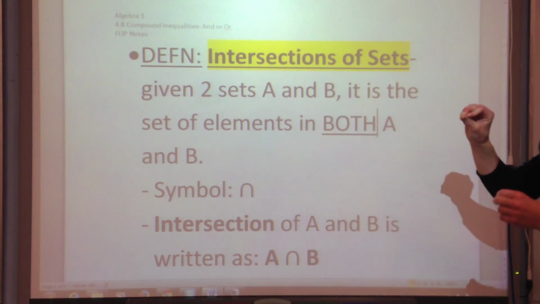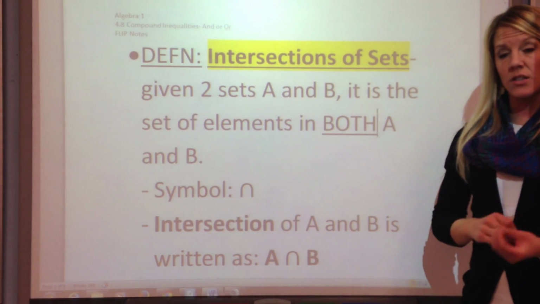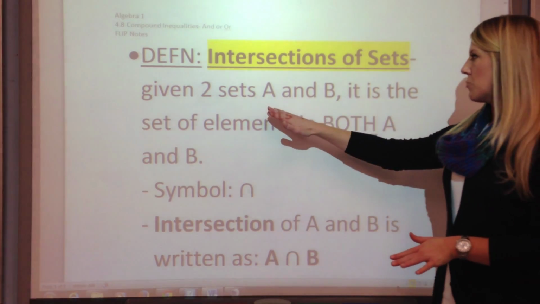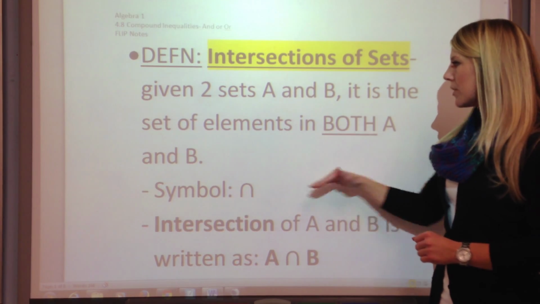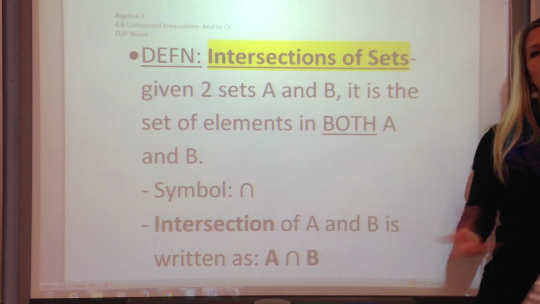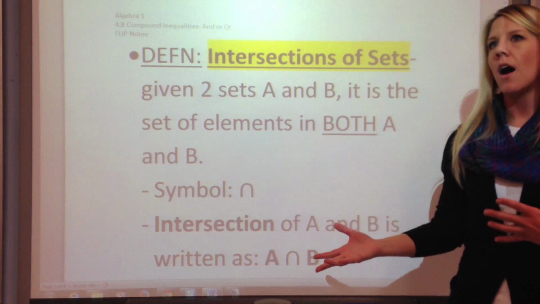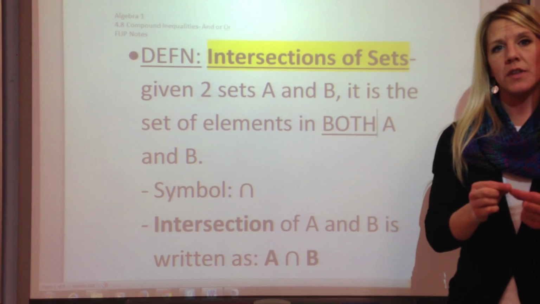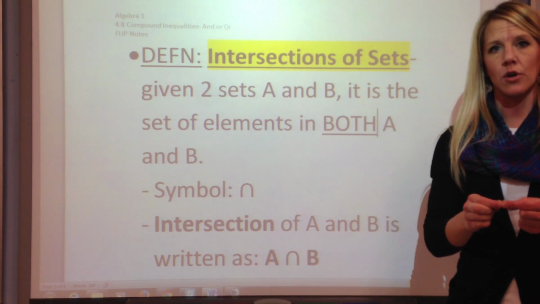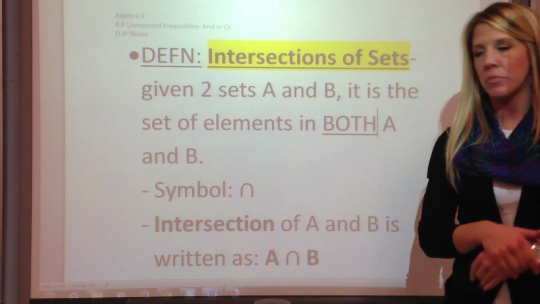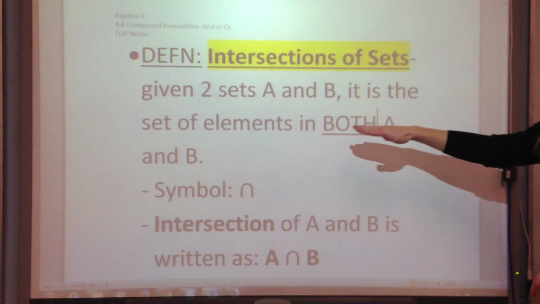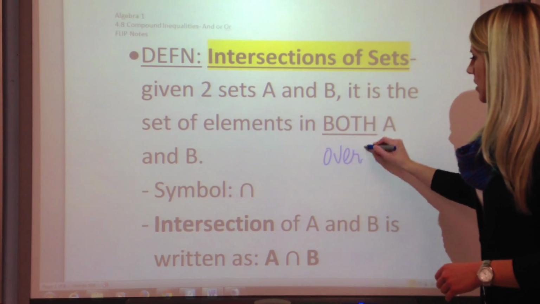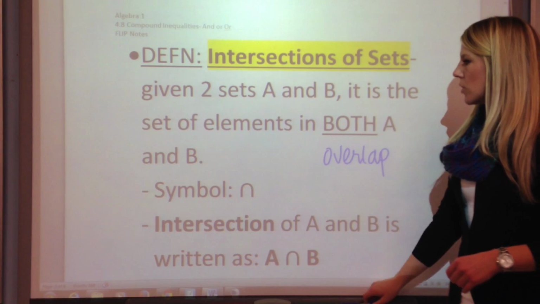So we talked about how we were going to be graphing the union and intersection of these sets. So what is an intersection of a set? If we have two different sets, A and B, it is the set of elements in both A and B. So let's say I have two different solution sets or two different inequalities: x is greater than 2, x is less than or equal to 5. So I've got two of them, but I want to know where do both solutions occur, or where do their solutions overlap. So intersections, think both, think overlap. Where do the solution sets overlap?